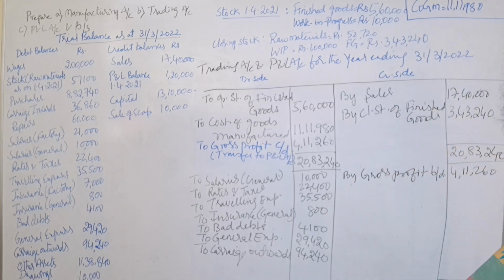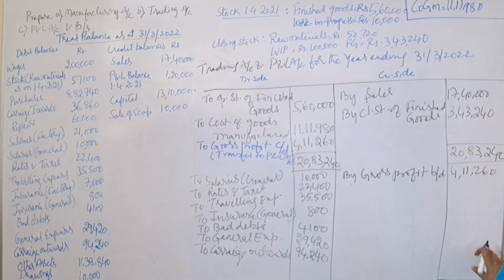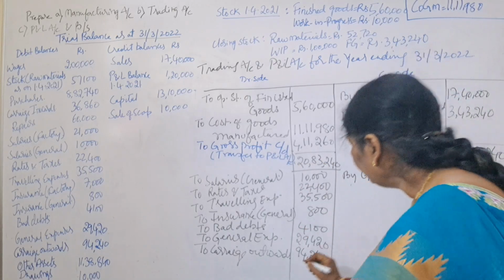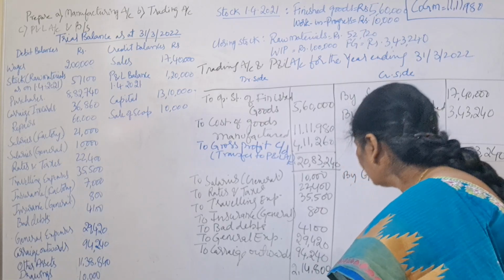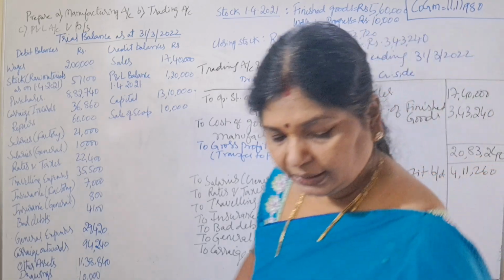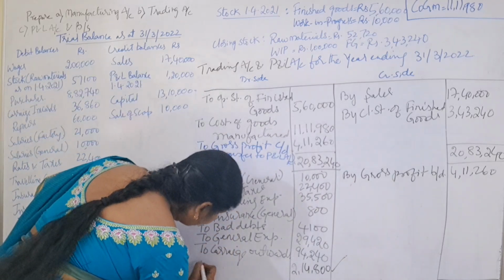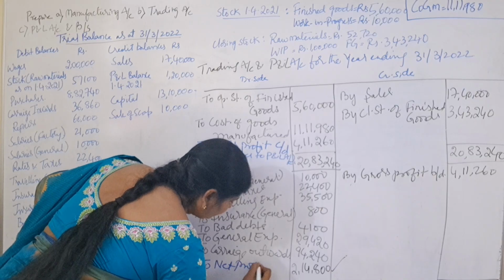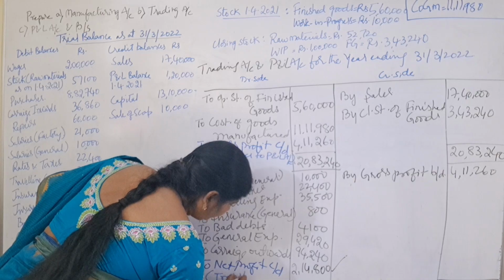So the total 4 lakhs 11,260 on the credit side, and from this credit side total, if you deduct all debit side amounts, then we'll get 2 lakh 14,800. So this is what? This is our net profit. So here we will write to net profit carried down. So this will be transferred to capital account.